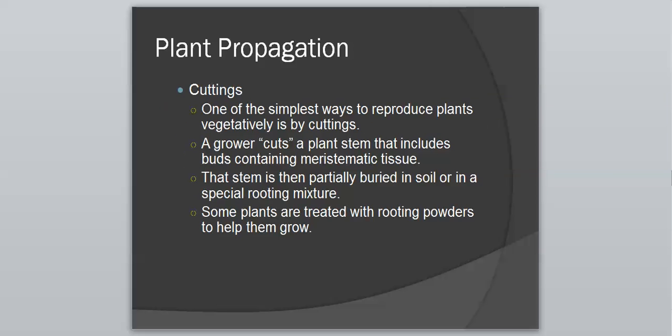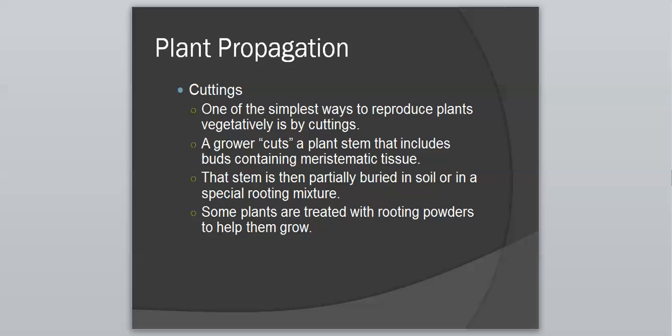In cuttings, this is one of the simplest ways to reproduce plants vegetatively. The grower cuts a plant stem that includes buds containing meristematic tissue. If we remember, meristematic tissue is our undifferentiated tissue, or tissue that doesn't yet have a function. If we cut that away, we then bury it in soil or in a special rooting mixture. These plants are sometimes treated with rooting powders to help them grow.